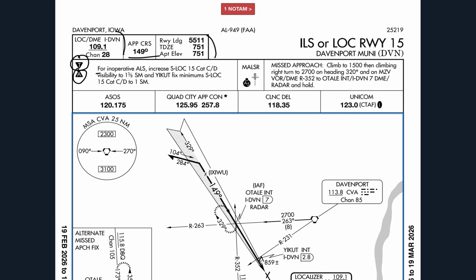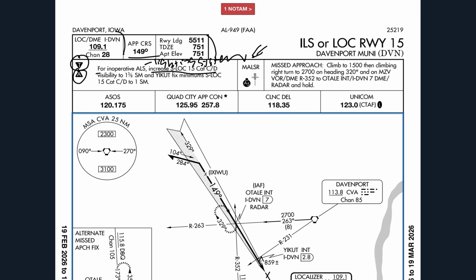It says here for an inoperative ALS, which is just a lighting system, we'd have to increase the straight-in localizer approach from 1 1/2 if we were CAT C or D to 1 3/8 statute miles, and if we were using the Yakut fixed minimums, then we'd have to increase it to a statute mile.